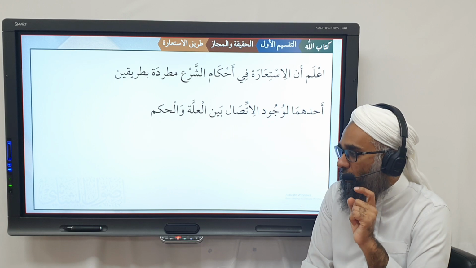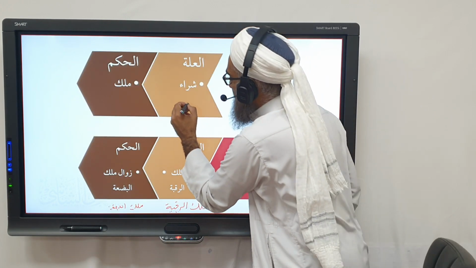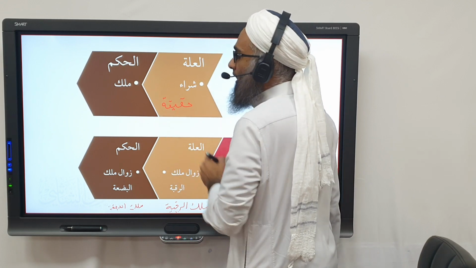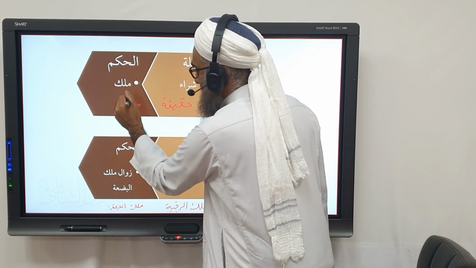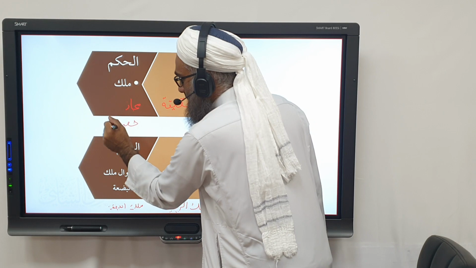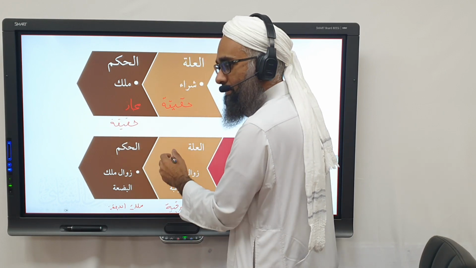Okay. So if you go back to the top chart here, this is the haqiqa, shira. But when you say shira, what do you mean instead? Milk. This becomes the majaz. Or you can say the word milk. What do you mean when you say milk? Shira.